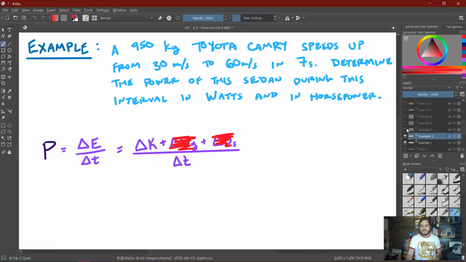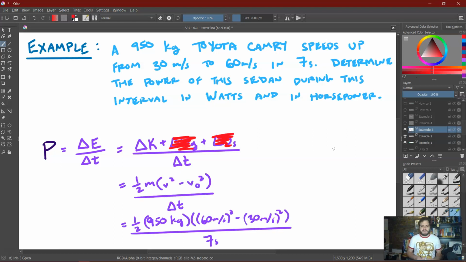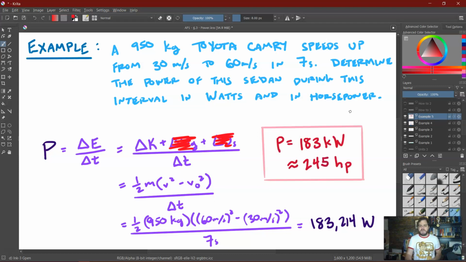So now we can go ahead and plug some numbers in. That's going to be 1/2 m times (v² minus v0²). Remember, do not put a square outside the parentheses, over the change in time. So it's going to be 1/2 times 950 kilograms times (60 meters per second squared minus 30 meters per second squared), all over 7 seconds. And we get a power of about 183,214 watts. To make that a nicer, rounder number, let's say that's about 183 kilowatts.